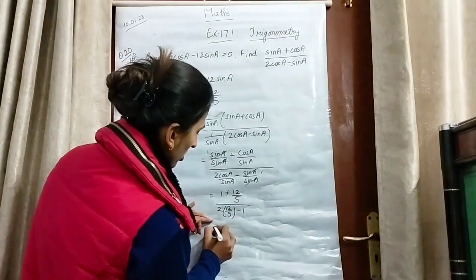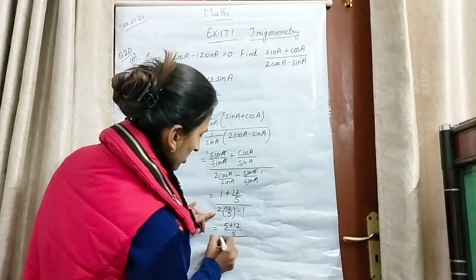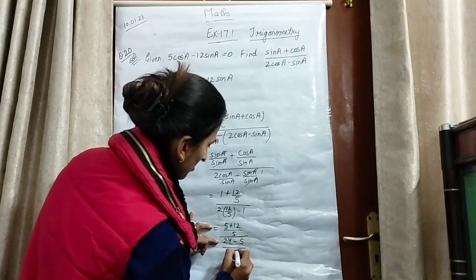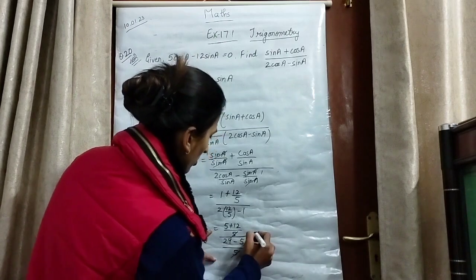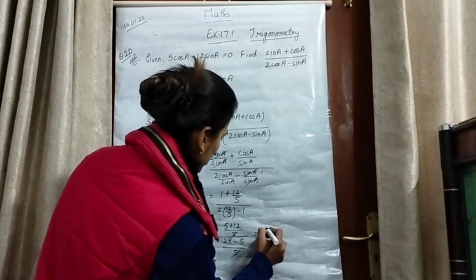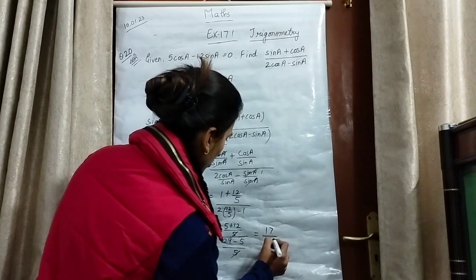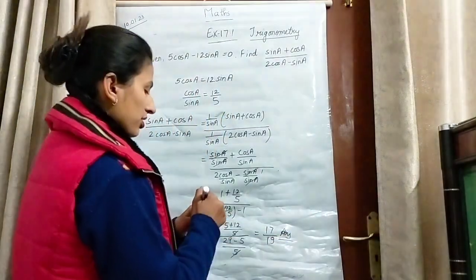It is minus 1. Now here when you take the LCM, 2 into 12 is 24, and here I have taken LCM. 5 will cancel each other. So your answer will be 17 upon 19. This is the answer. Understood this question?